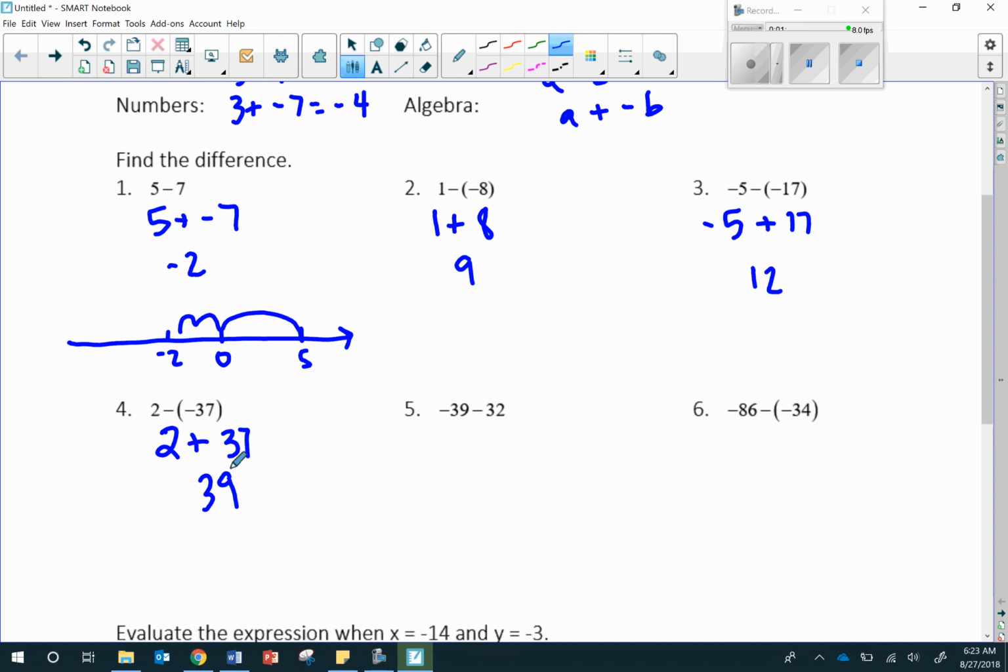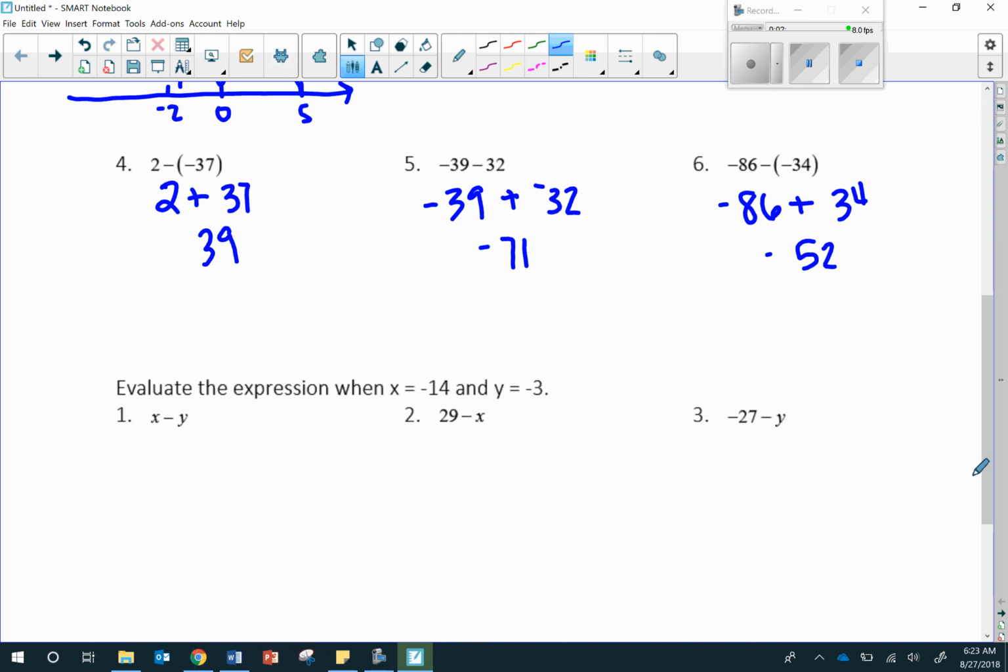Number 4, 2 plus the opposite of negative 37, which is positive 37, to give us a sum of 39. Number 5, negative 39 plus negative 32. Both of our signs are the same, so we simply add them to get negative 71. Number 6, negative 86 plus the opposite of negative 34 is positive 34, to in fact give us a sum of negative 52.